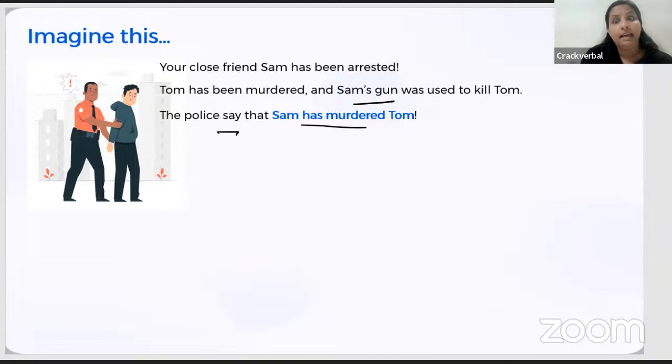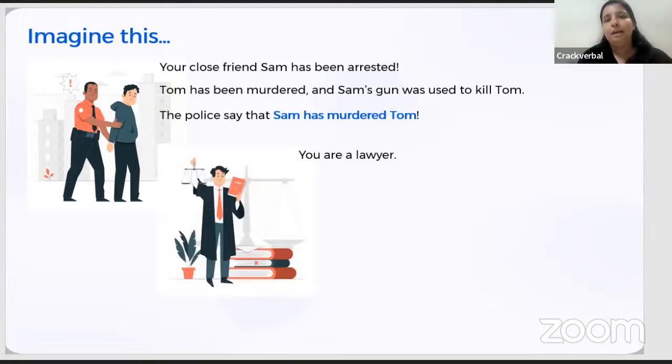They've arrested him because they have come to the conclusion that Sam has murdered Tom, because Sam's gun was used to kill him. This is the scenario that has been presented. And why has Sam called you? What's the point of him calling you? Let's put in one more imagination. Imagine that you're a friend, and that's why Sam's called you, because he's in trouble. He's been arrested by the police and he needs you to help him.